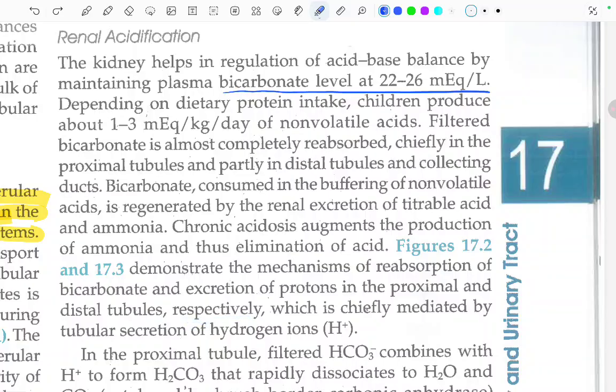which is chiefly mediated by the tubular secretion of hydrogen ions. So the excretion of protons, that is excretion of H plus, in the proximal and distal tubule occurs, which is mediated by what? Which is mediated by the tubular secretion of hydrogen ions.